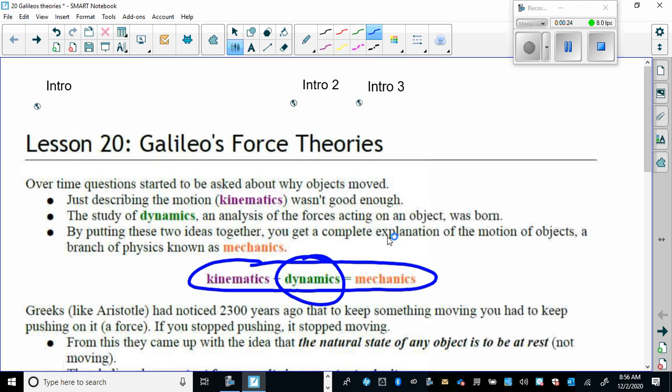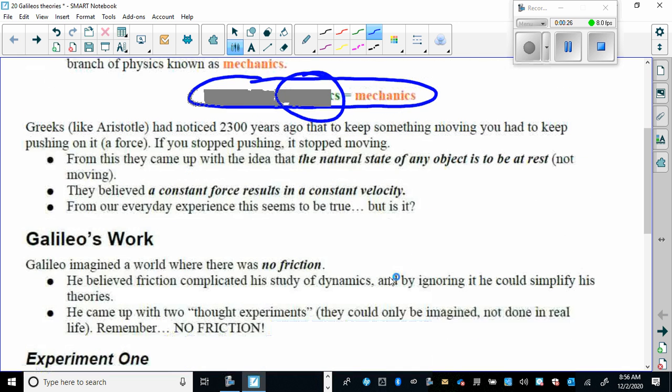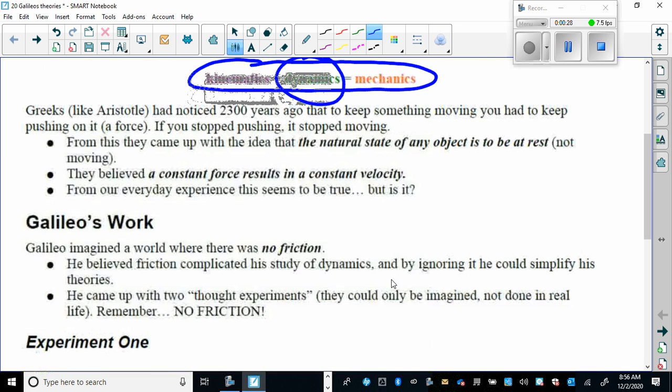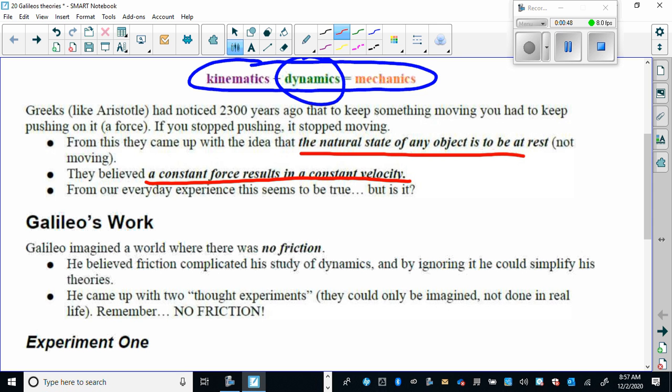They're often misunderstood, so we'll go over this nice and slow so you get some of the basic concepts of forces. Now, to start with, we talked about one concept which people believe, scientists believe, and it seems very intuitive, and that is this one right here, that the natural state of an object is to be at rest. And they believe that a constant force results in constant velocity. Well, we know that that's not true.